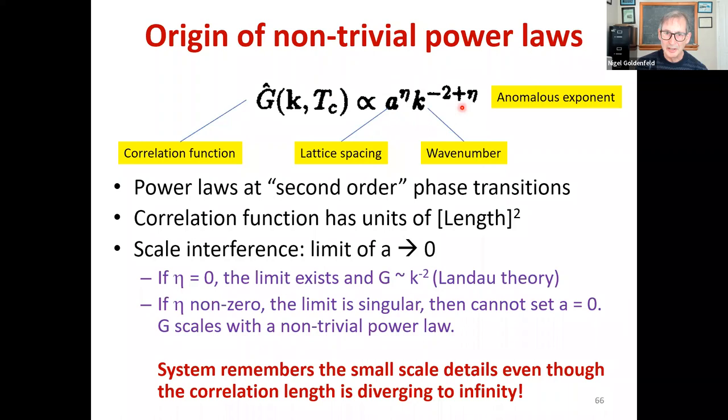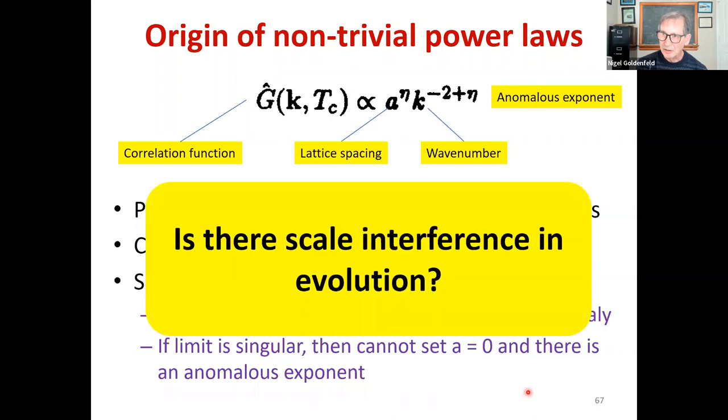This is a bit strange because we know that at the critical point, the correlation length is diverging and at T_c itself has gone off to infinity. So what this is telling you is that you have scale interference. The system is remembering small scale details, even though the correlation length is diverging to infinity. And now we're going to explore this idea of scale interference in the context of evolution.